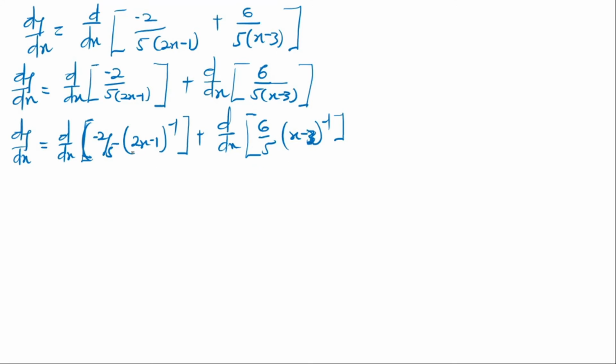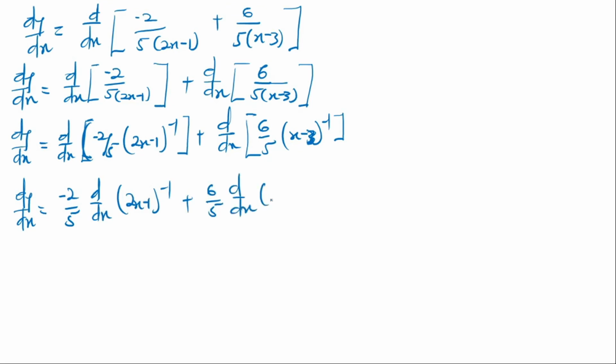So from here we know that these are just constants, so we can bring them outside and just differentiate what we have in the bracket. So we have dy dx is equal to negative 2 on 5 d dx of the function 2x minus 1 inverse, plus 6 on 5, then d dx of the function x minus 3 inverse. Now, like I said earlier when we were solving the first example, to differentiate a function that looks like this and has a power, we need to use the chain rule. By using the chain rule, we differentiate this as a whole, then we differentiate what we have in the bracket as well.